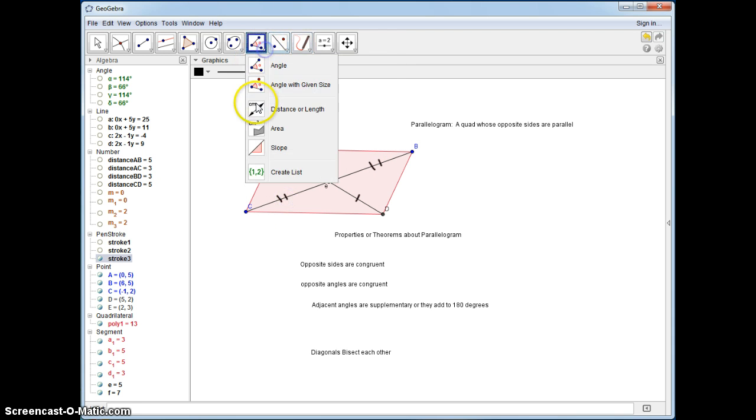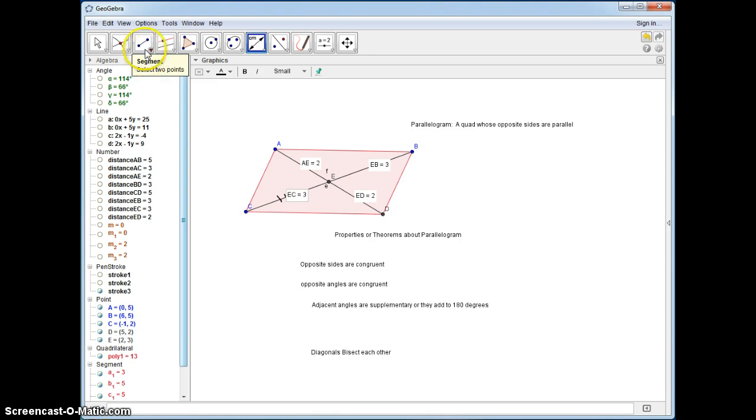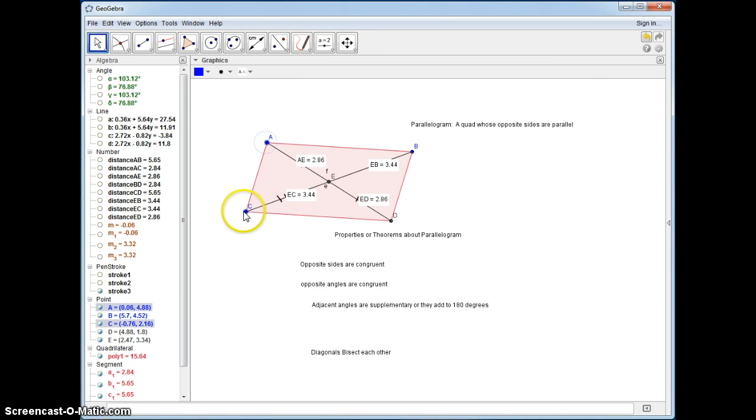So let me just use the distance or length. They have a calculator that calculates this within. It's really cool. And see, this is always true. I'm going to bring my rounding back up to two decimal places, and I'm going to move one of the vertices and show you that the diagonals bisect each other. This is always true. Also, it means that if you were to find the midpoint of A and D, it would be E. Let me show you how to find that midpoint.